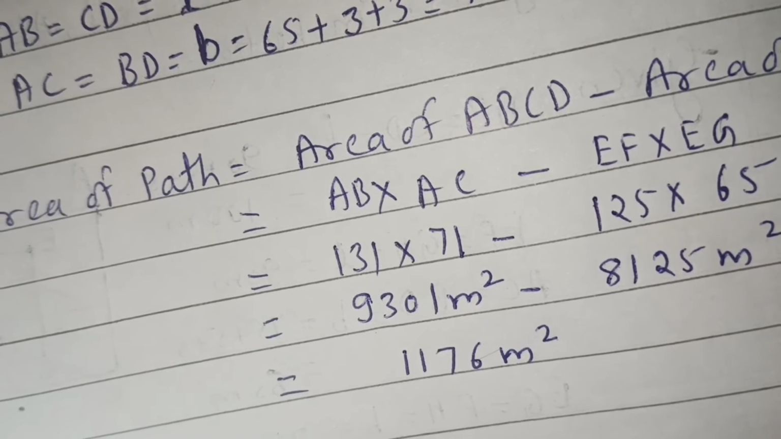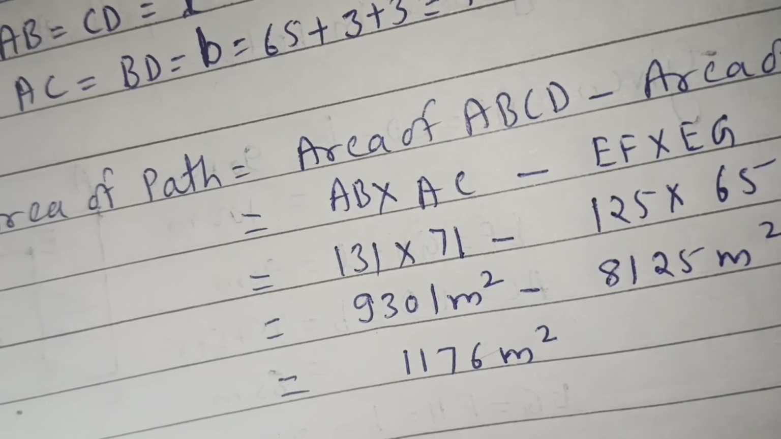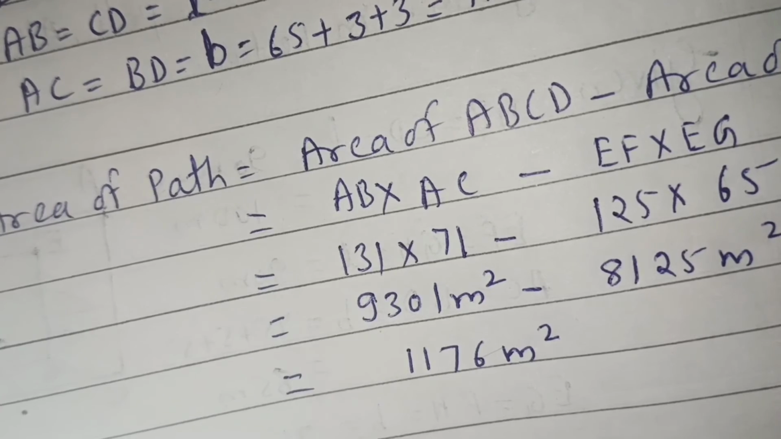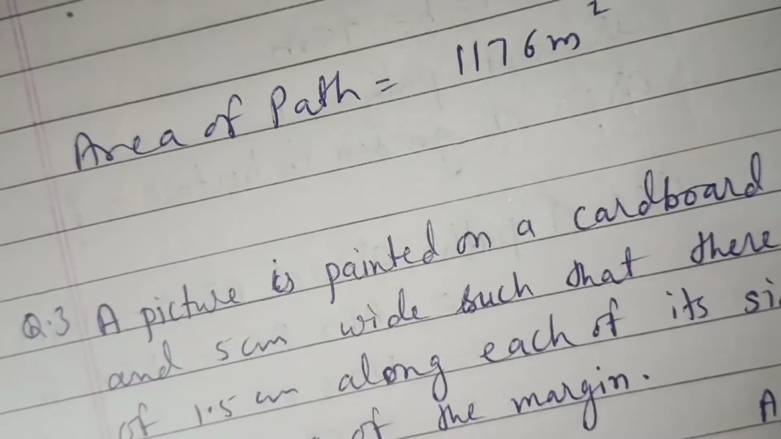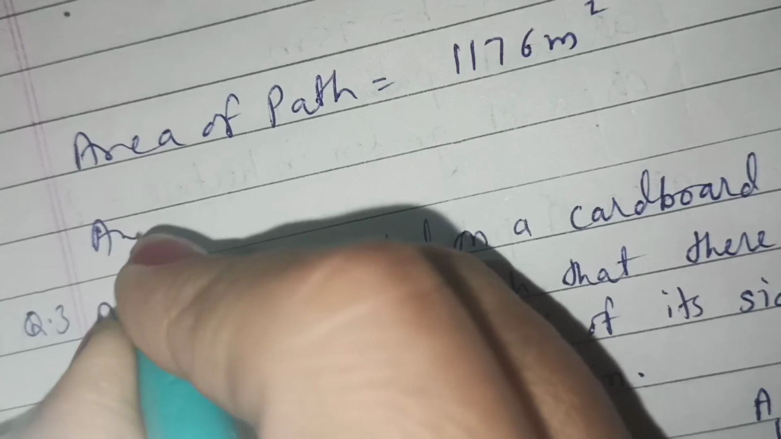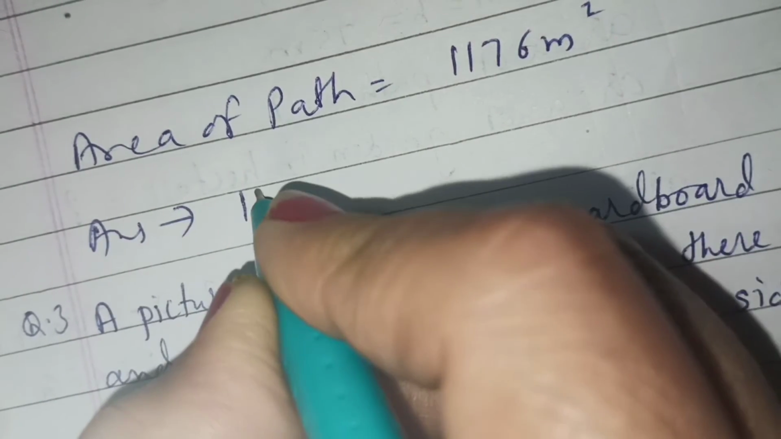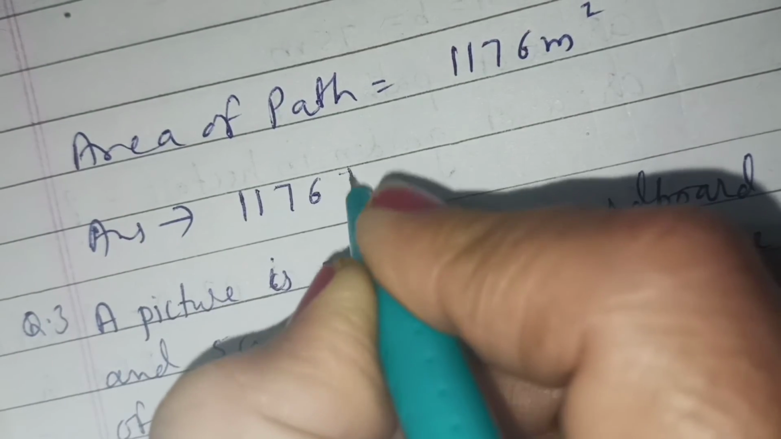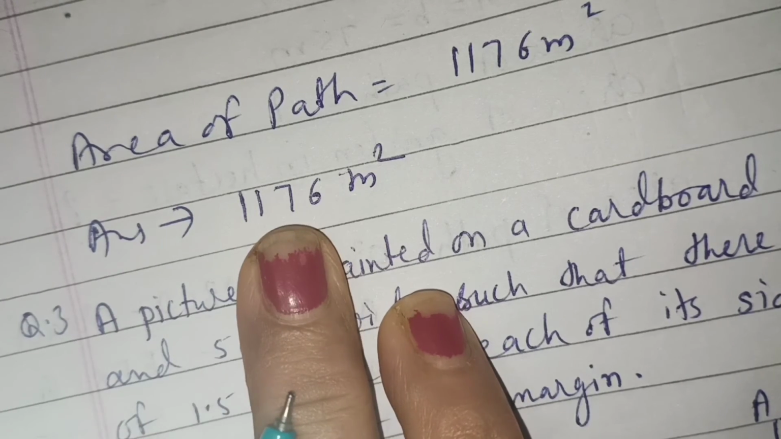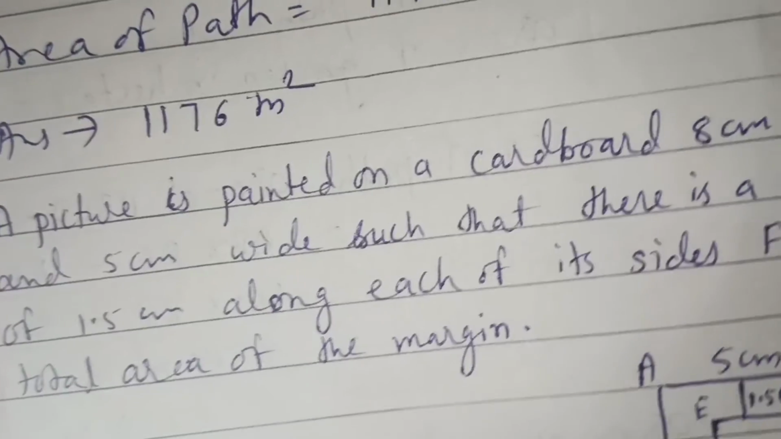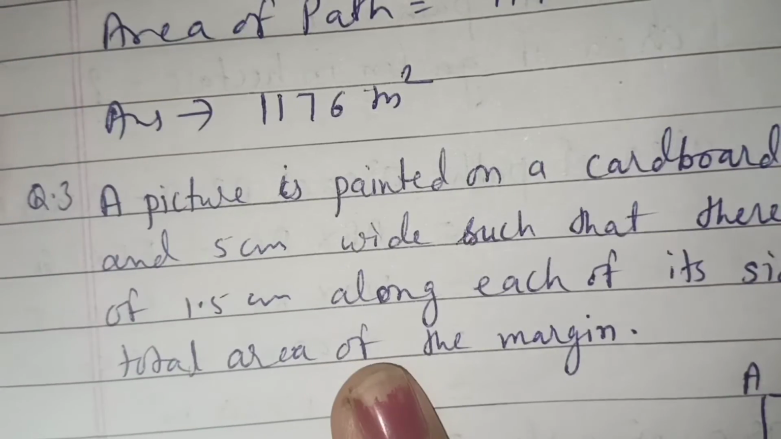And write area of path is equal to 1176 meter square. At last, write the answer. Answer is 1176 meter square. It is compulsory to write the answer with unit. Now come to question number 3.